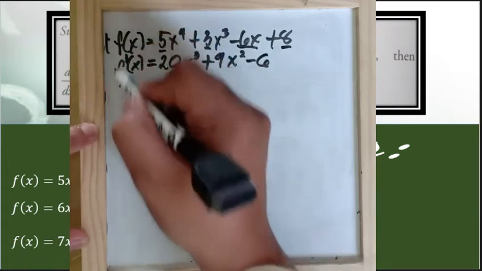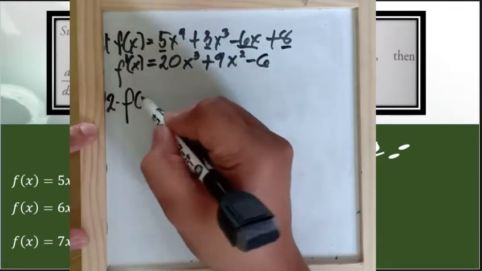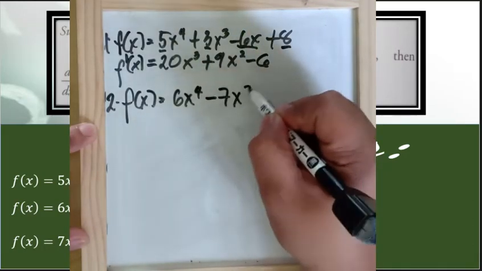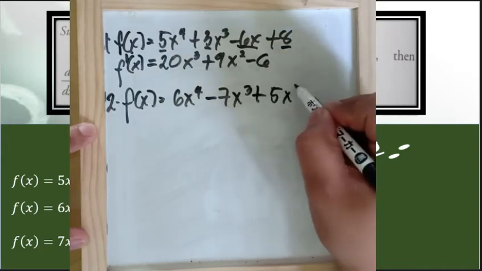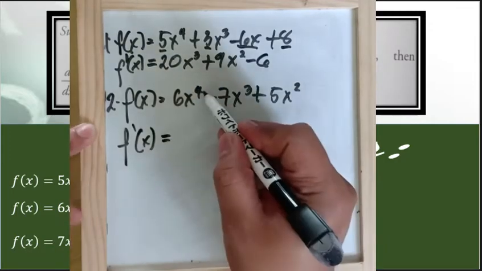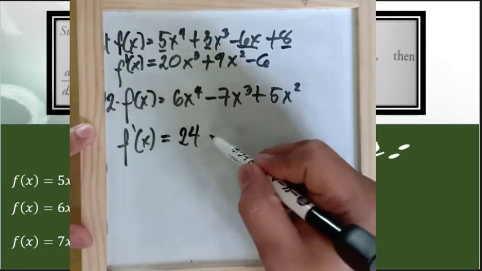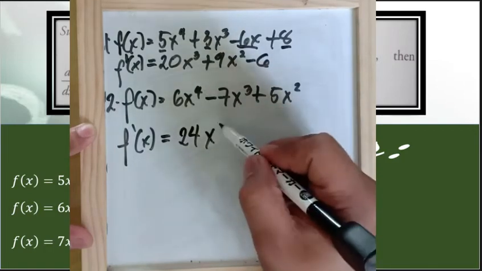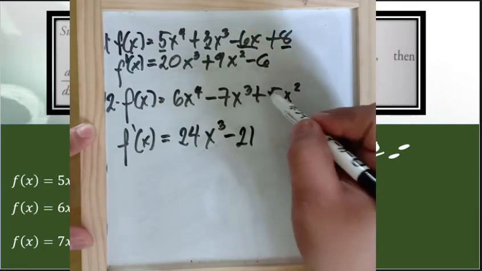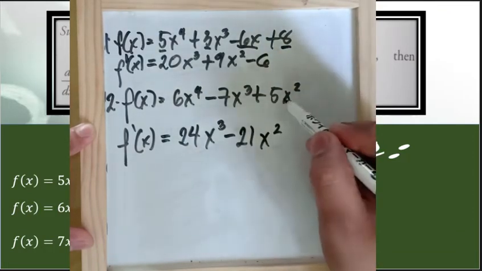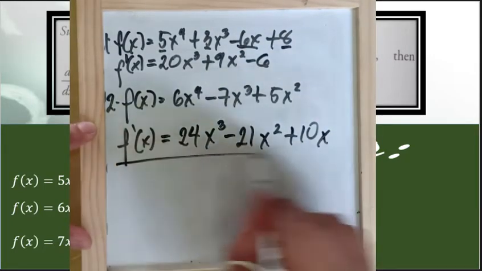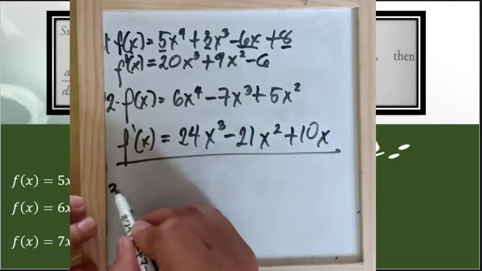Now, let's take the second example. f of x is equal to 6x to the 4th power minus 7x cubed plus 5x squared. So, your f prime of x, just write the final answer. 4 times 6 is 24. 4 less 1 is 3. Minus 3 times 7 is 21, 3 less 1 is 2. 2 times 5 is 10, less 1 is 1. So this would be your derivative, or your final answer.